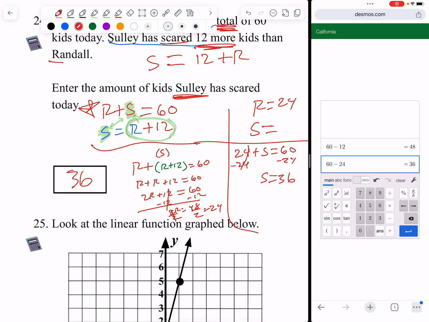Now, does that make sense? Sully scared 12 more kids. So if I look at it, 24 plus 12 equals 36. Yes, that is true. Okay.